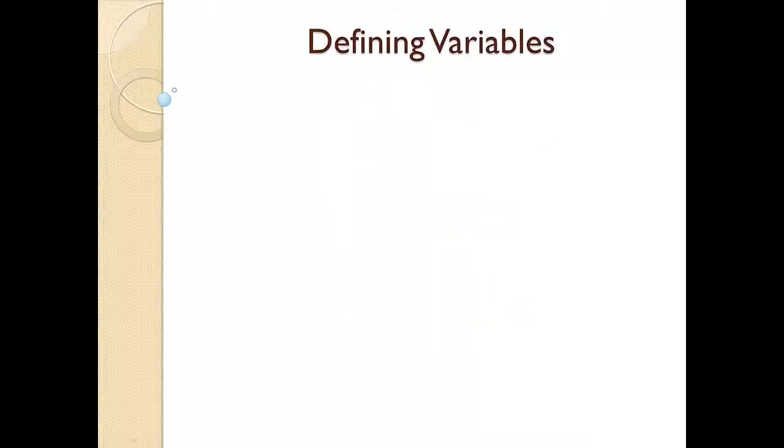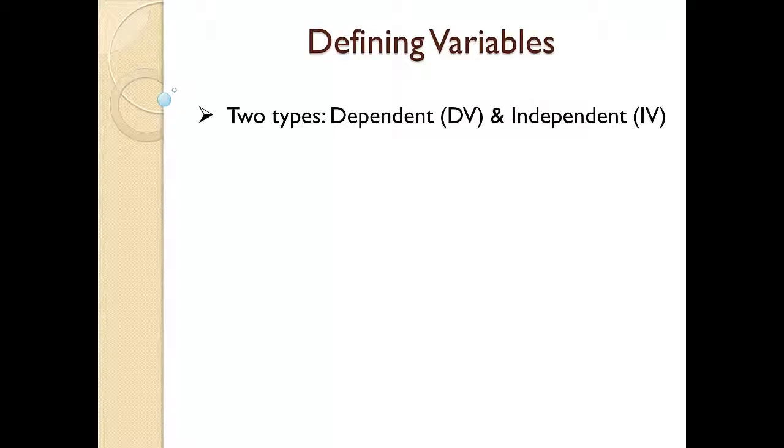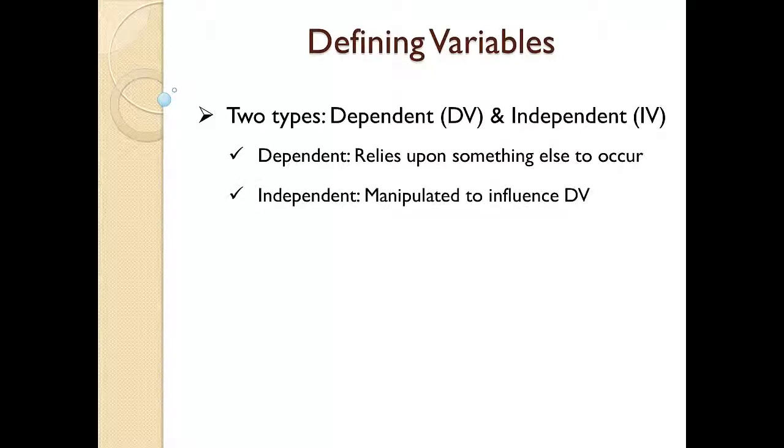Let's kick things off by defining variables. There are two types of variables, dependent and independent. You may also hear these referred to as DV and IV. So what's the difference between these two types of variables? A dependent variable relies upon something else to occur to have a result. Hence, the reason it is called dependent. An independent variable is something that is manipulated or changed in a research study, typically to watch the impact on the dependent variable.